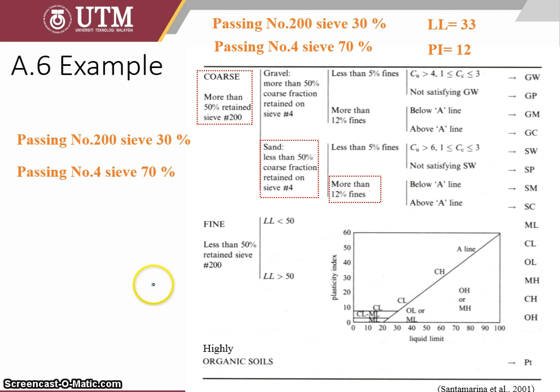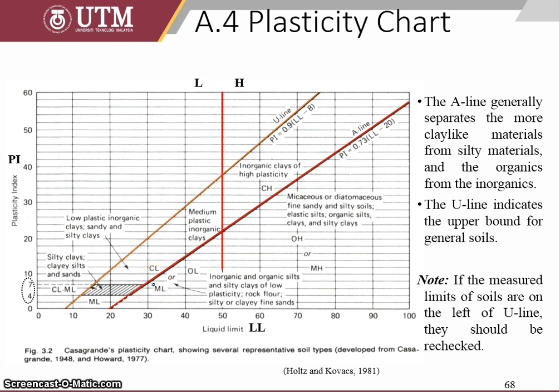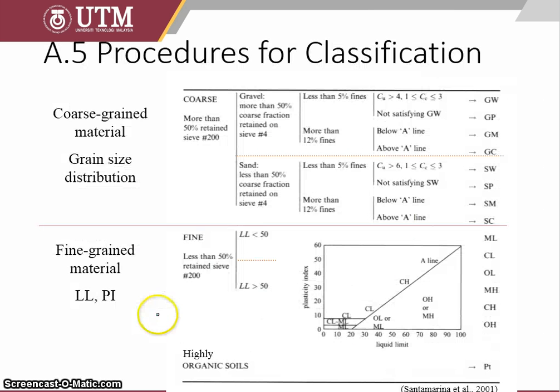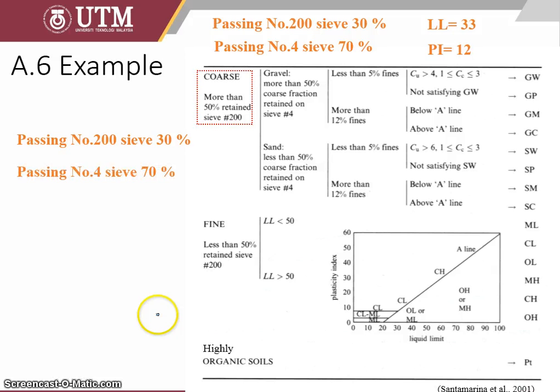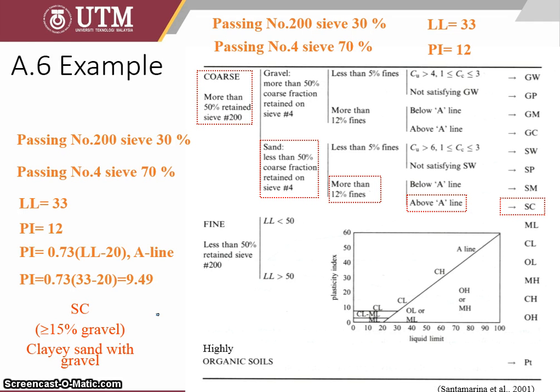So let's check. Let's go back a little bit. For the A line, you have to clarify PI equals 0.73 times (LL minus 20), above or below. So if it's 9 here, and PI is 12, so above, with the 33 LL. So let's see the results. Yes, above. So we can automatically classify the soil as clayey sand, a sand with some percent of clay.